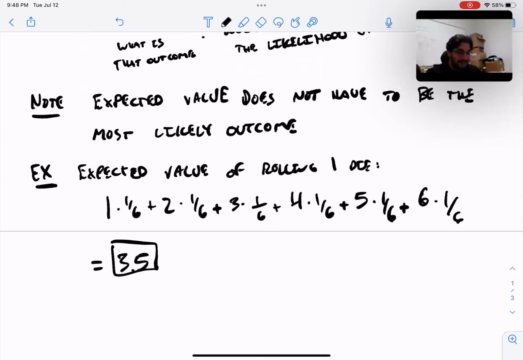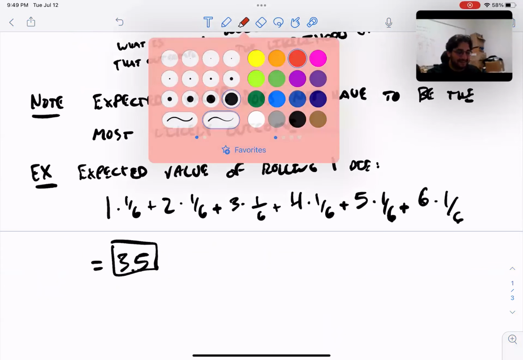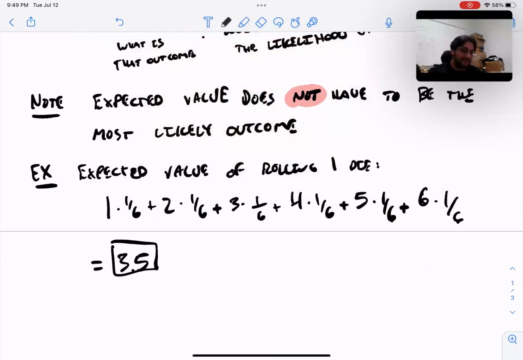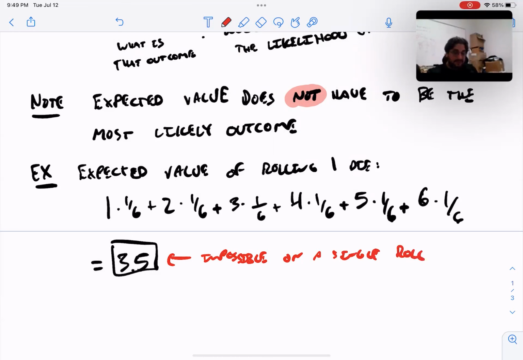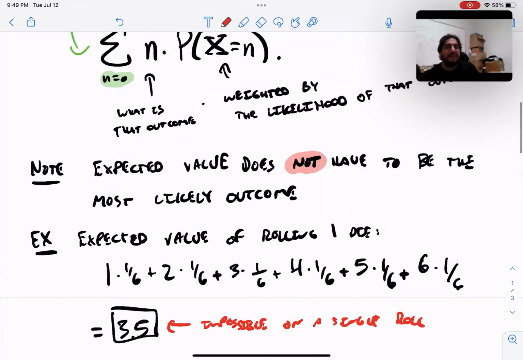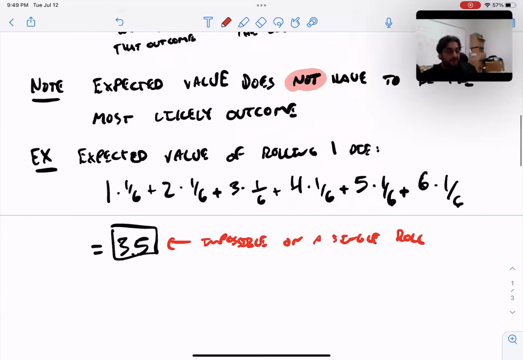This is what I was saying. Note, this is not the most likely outcome. 3.5 is impossible. You cannot roll a 3.5. There's no 3.5 on the die. So this is impossible on a single roll, but that's okay. What the expected value is doing is telling you the weighted average of all the rolls. So you might say, well, if it's impossible, what is this 3.5 even telling us? Here's a good interpretation of this.